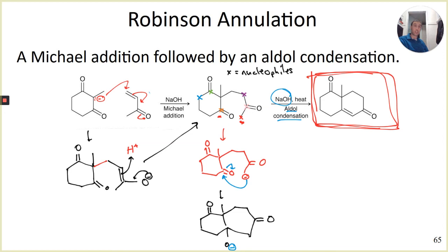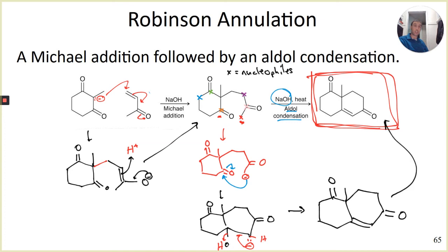Okay, do we still have alpha hydrogens? Yes. So what can happen is I can remove a second alpha hydrogen to make that negative. I can protonate that negative oxygen. My electrons can swing down, kick out the leaving group. The end result, methyl, matches. Okay?